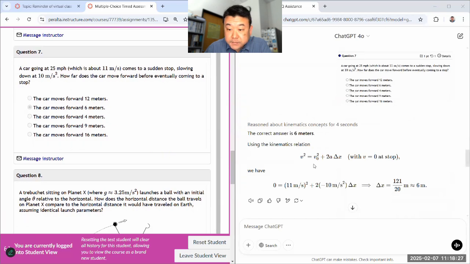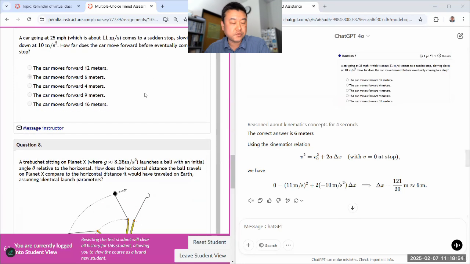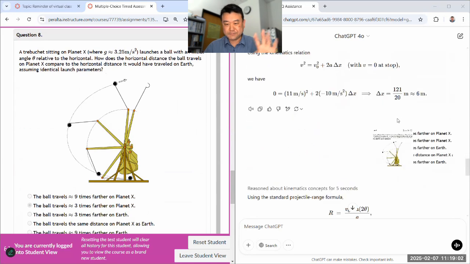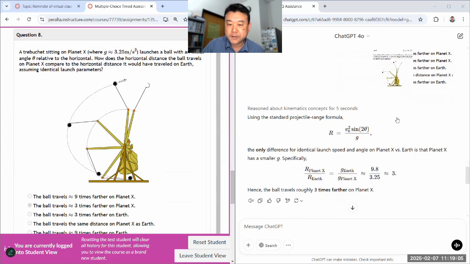Car moves forward 6 meters. Let's see, initial speed 11 meters per second, slowing down. So it moves for about 1 more second. So average speed is half of this, so like 5.5 meters per second. So yeah, that sounds about right. You could use the V-squared formula. I did another thing that lets me use my mental math instead. Average velocity times time. Yeah, it's correct. So no reason to dwell on it.